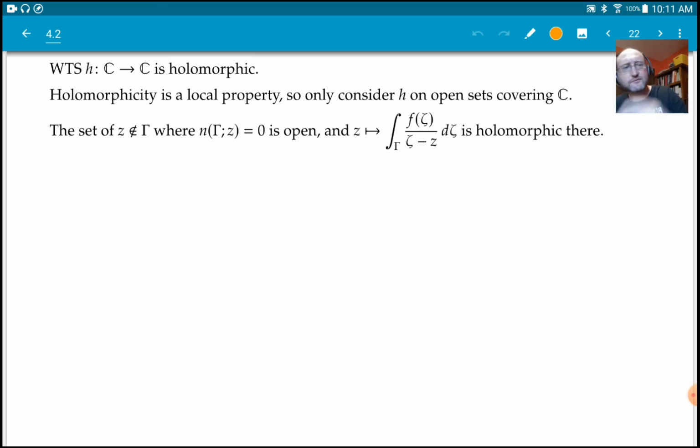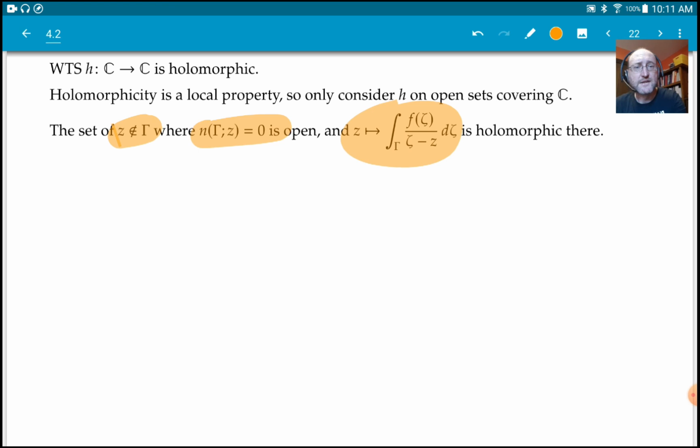So first, if we look at the set of z which are not in gamma, and where the winding number is 0, so this is some union of components of C minus gamma, right? And those are open. So that's an open set. And clearly, h, which is this function over here, that's holomorphic there, right? On those guys, that's the definition.